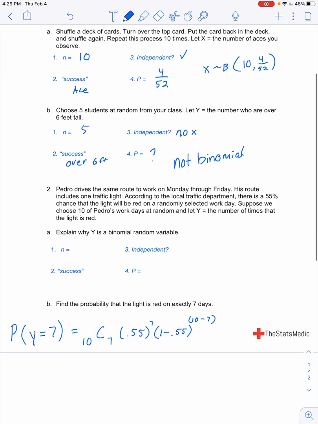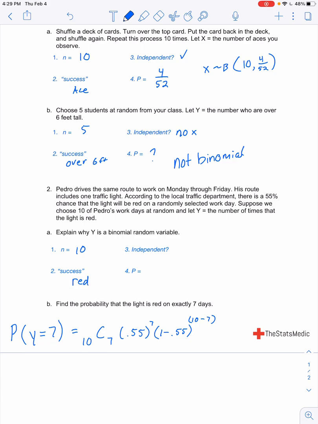Okay, Pedro drives the same route to work on Monday through Friday. His route includes 1 traffic light. Lucky guy. According to local traffic department, there is a 55% chance the light will be red on a randomly selected workday. Suppose we choose 10 of Pedro's workdays at random and let Y, the number of times, be the red light. Okay. We've got a fixed amount. Yes. Success. We're given the probability that it is red, so we'll call red the success. We could call it green and just change our numbers, but that's fine.